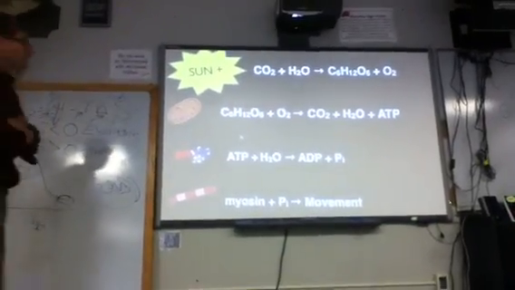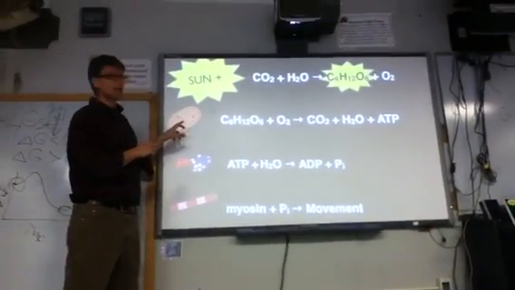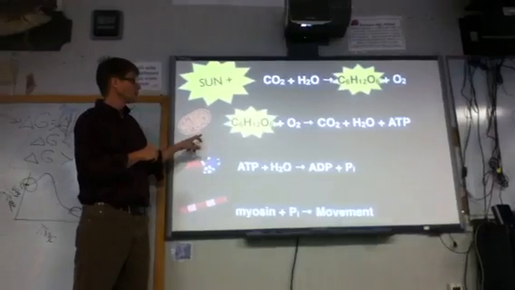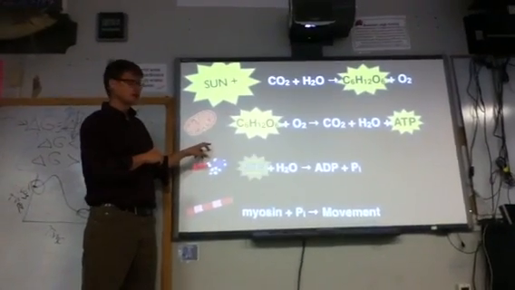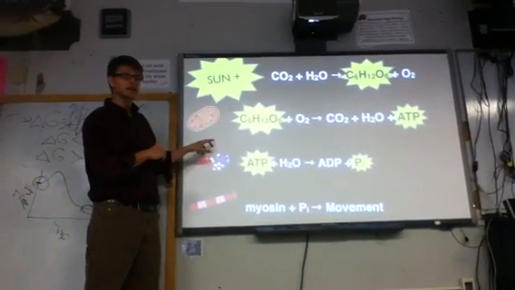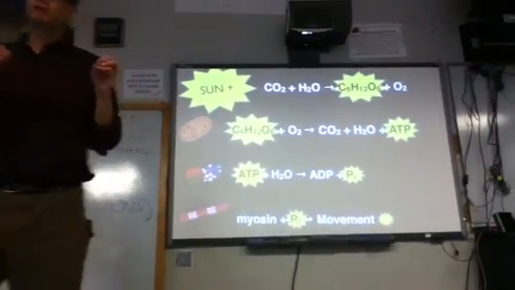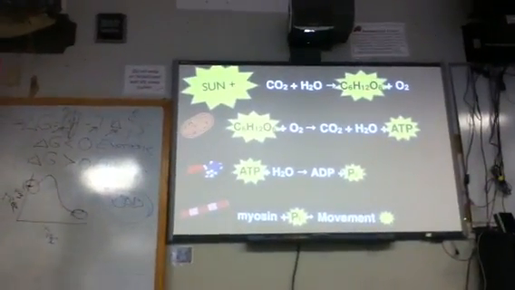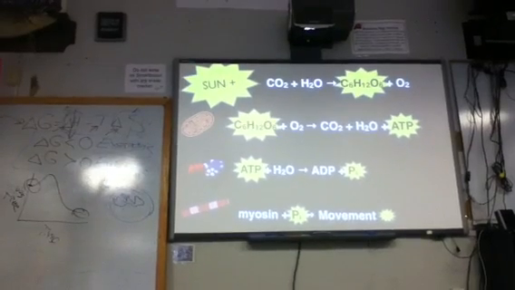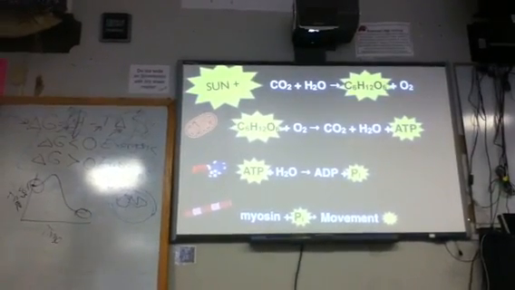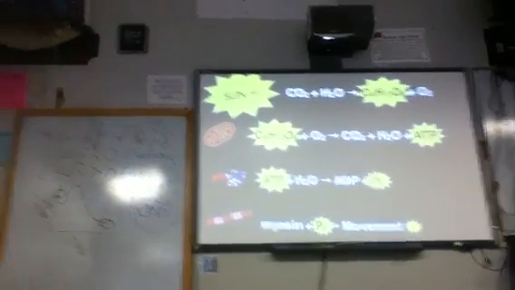And so in this slide, the free energy goes from the sun to the glucose, from the glucose to the ATP, from the ATP to the phosphate, from the phosphate to the movement. Our starbursts are getting smaller and smaller. Why is that? Losing energy as heat, right? We're losing it to disorder. But we're transferring that energy from one thing to another, and we're using it to do work.